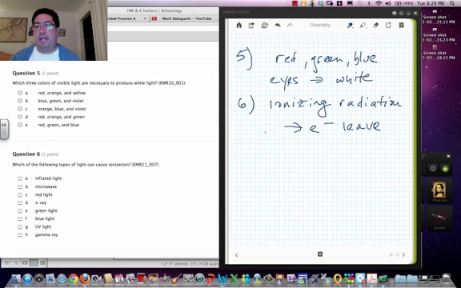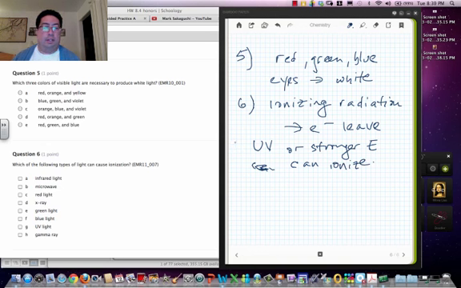Remember when we had the light shine on the metal today? The photoelectrons were emitted. That's ionizing radiation. And basically anything UV or stronger in terms of energy can ionize. Anything you see on that list that's stronger than UV is capable of being ionizing radiation. Anything that's weaker than UV, which includes visible light and below, cannot ionize.